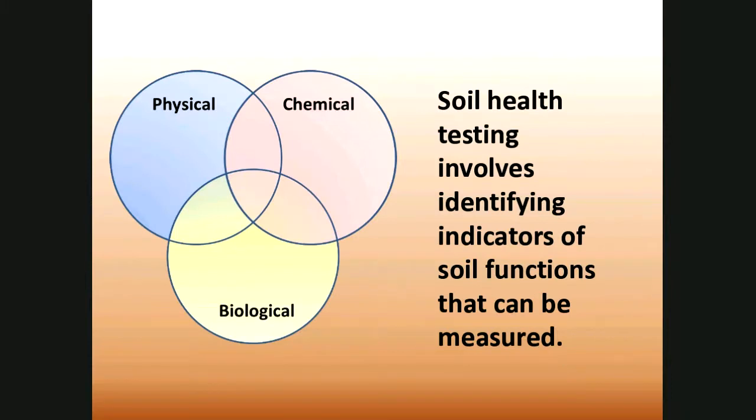Soil health testing involves identifying indicators of soil functions that can be measured. So we're looking at physical, chemical, and biological properties of soil. And soil fertility has been looking at chemical aspects for a long time, and there have been physical aspects that have been looked at for a long time. And the biological, the technology is just changing every day. So to me, soil health is looking at how all these interact and looking at them as a whole.